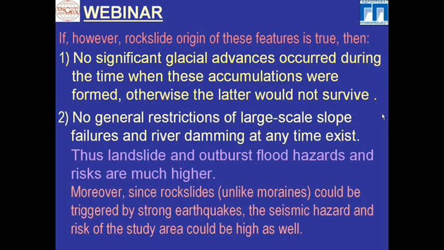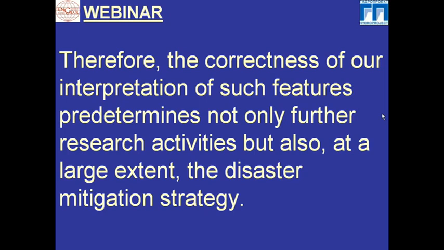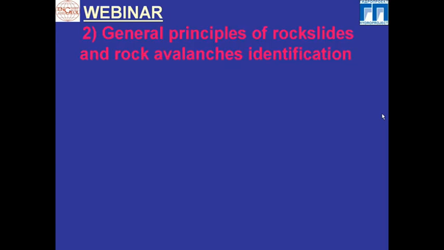Moreover, since rock slides, unlike moraines, could be triggered by strong earthquakes, the seismic hazard and risk of the study area could be high as well. Therefore, the correctness of our interpretation of such features predetermines not only further research activities, but also, to a large extent, the disaster mitigation strategy.